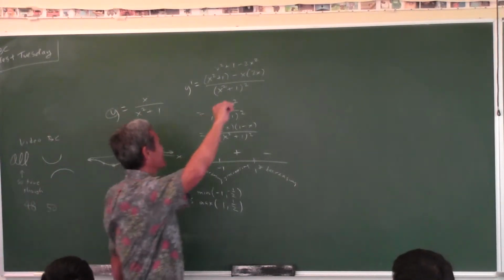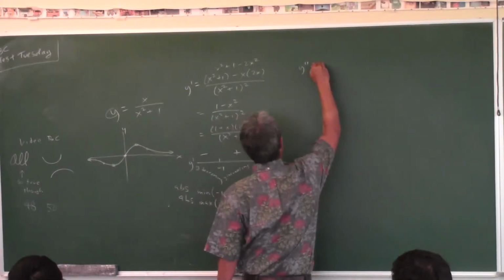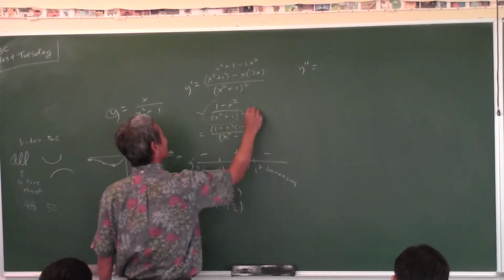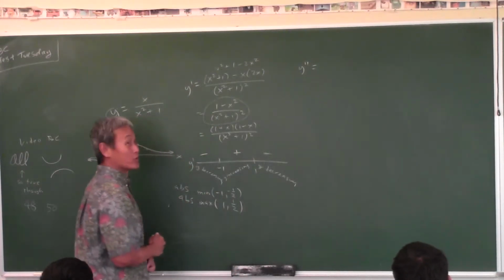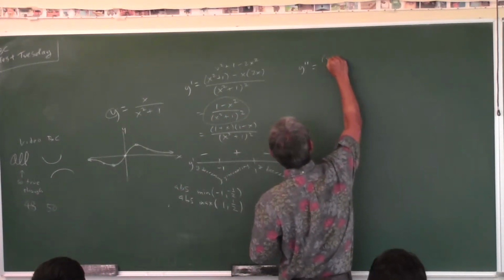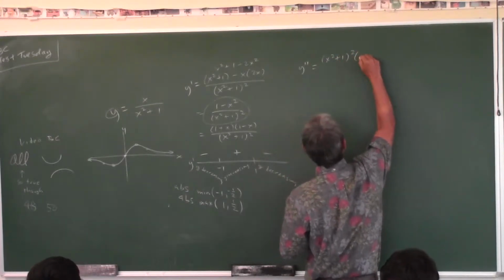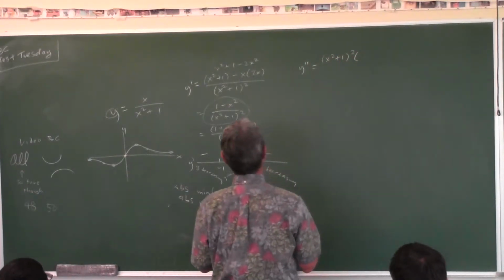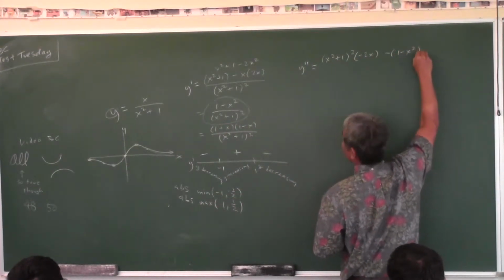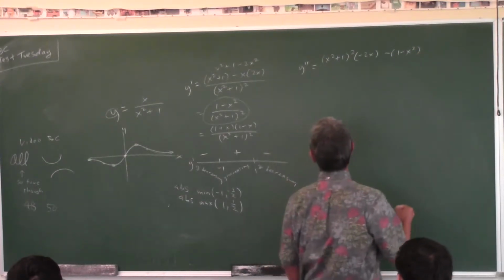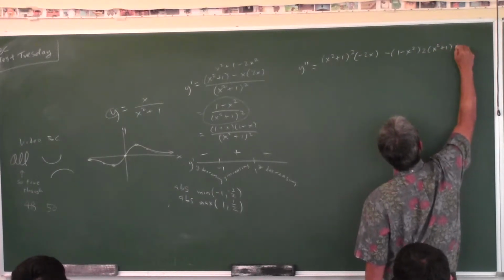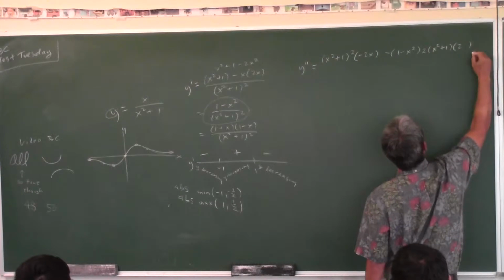Okay, now we are ready for the second derivative. Which one of these is the easiest one to take the derivative of? Probably this one. So if we apply the quotient rule to that, Hanuman, we good? Read it off your paper. X squared plus 1 squared times negative 2x minus 2 times x squared plus 1 times 2x.